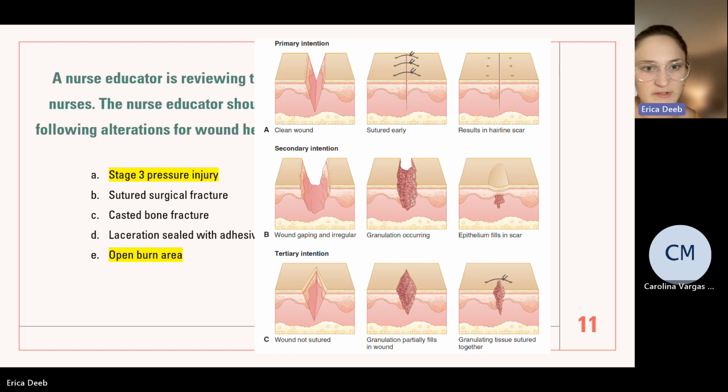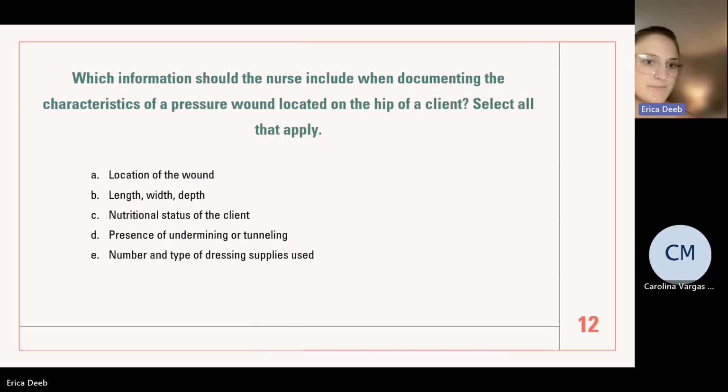With tertiary intention, a lot of times it'll be a wound that's not sutured and left open. They'll pack the wound, and then after the wound has had time to heal on its own a little bit, they'll suture it closed once it's nice and clean and healed. So that can be why you might use tertiary intention. So make sure you know those 3 definitions. This is a really good visual of that.